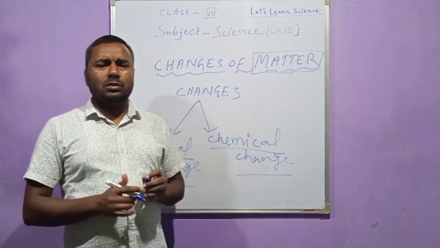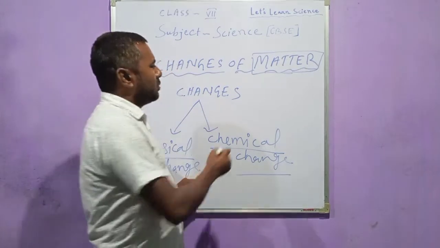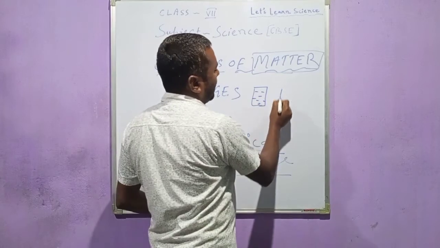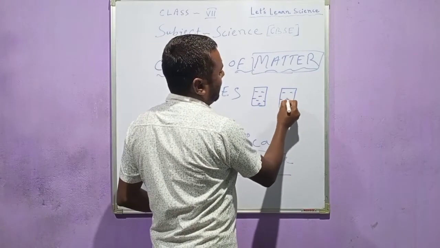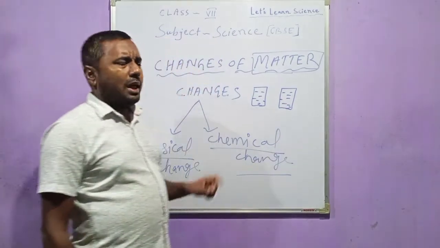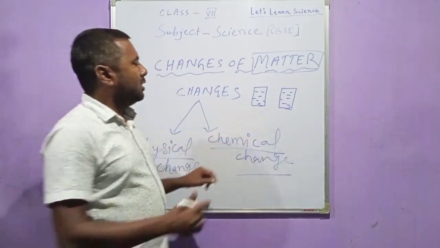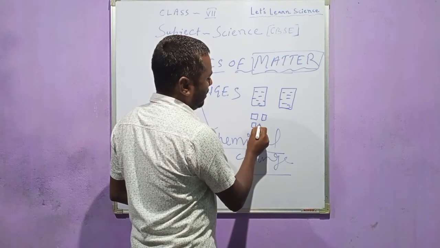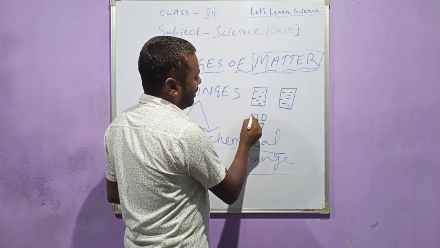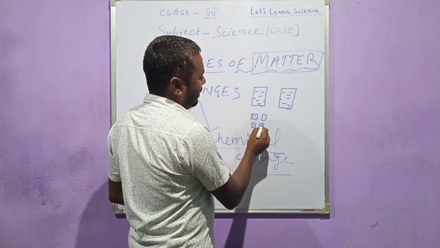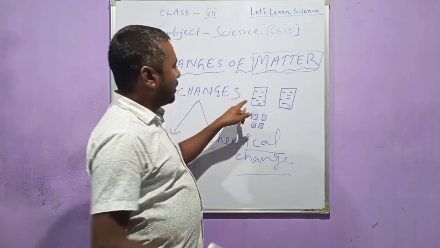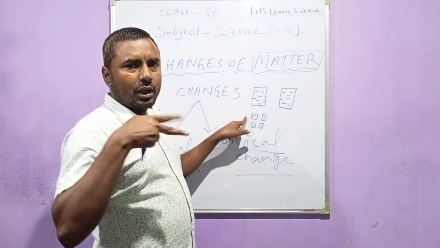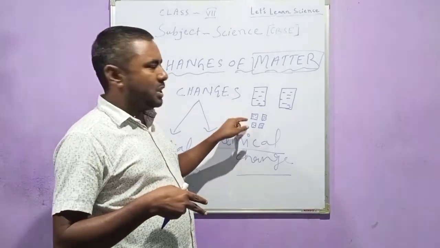Suppose you have taken two pieces of paper. Among these two papers, you have cut one into various small parts, into so many pieces, with the help of a scissor. With the help of a scissor, you have cut it into different pieces.